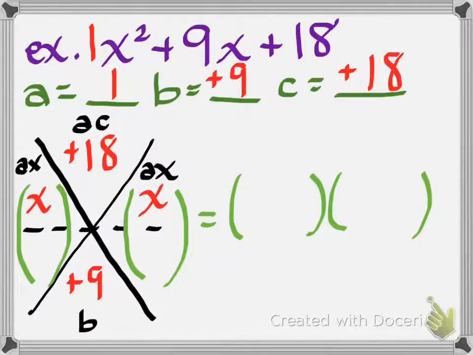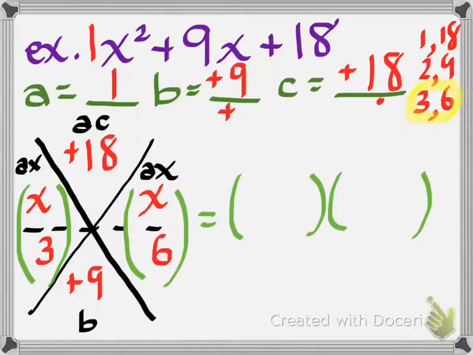So what pair of numbers multiplies to an 18 and adds to a positive 9? Let's list out all our pairs of 18. I have 1 and 18, 2 and 9, 3 and 6. Well, the only pair that could add up to a 9 is 3 and 6. So let's drop those in our parentheses.